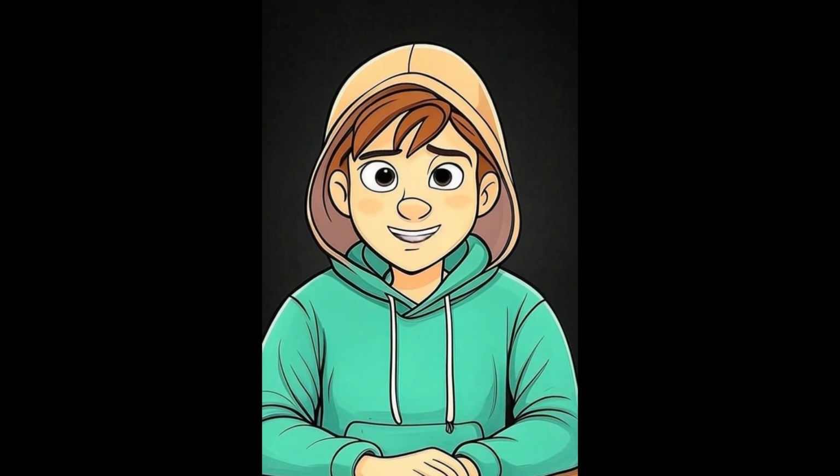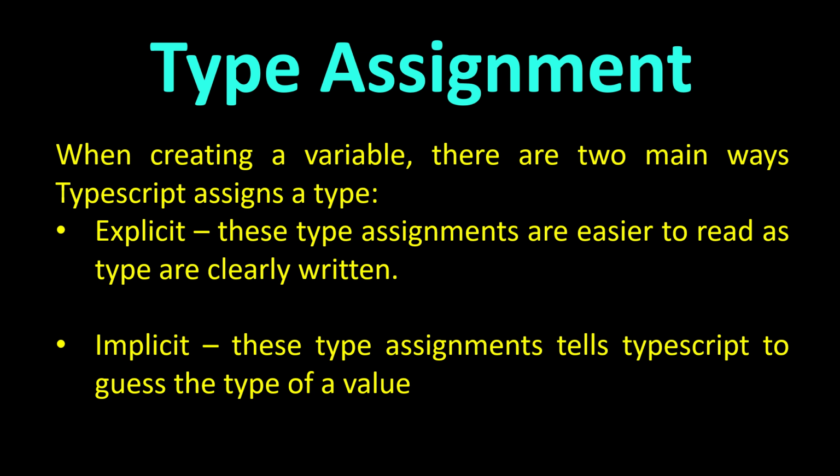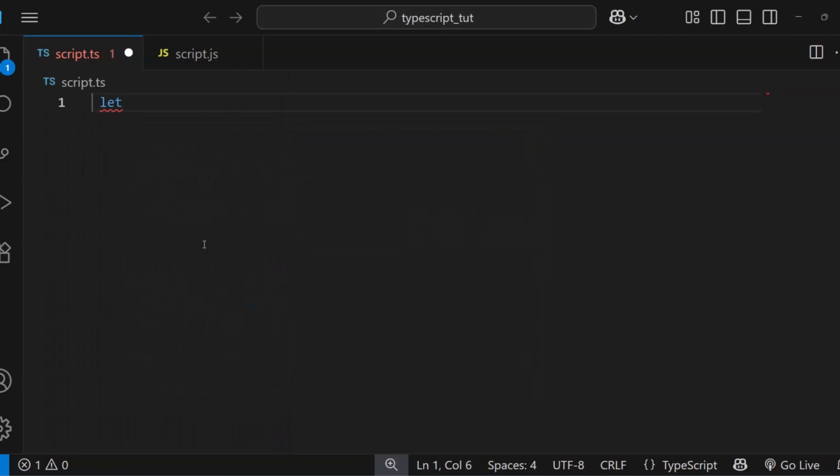In TypeScript, when it comes to creating a variable, there are two main ways of assigning a type. The first one we have is explicit type. These type assignments are easier to read as type is clearly written beside the variable when declared. And the second one we have is implicit type. These type assignments tell TypeScript to guess the type of a value a variable contains. Let's see a quick demonstration of it.